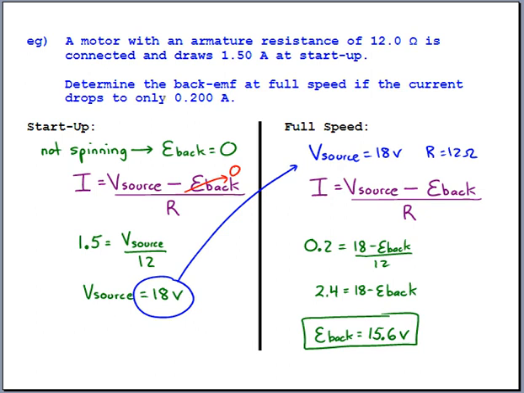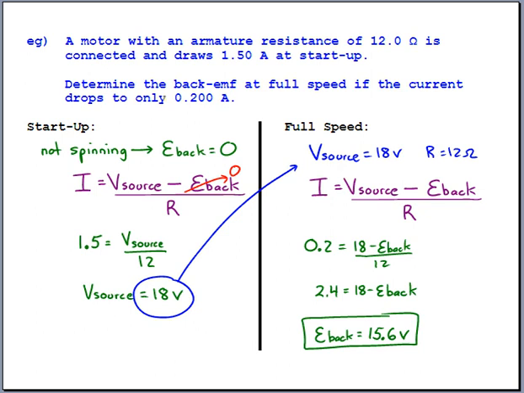If the main battery voltage is 18 volts, and the spinning generated voltage is fighting you at 15.6, there's really only like 2.4 volts trying to operate this motor. That's why the current goes way down to some nice safe value. Now we're going to do just one little follow-up question at the bottom of your page there.